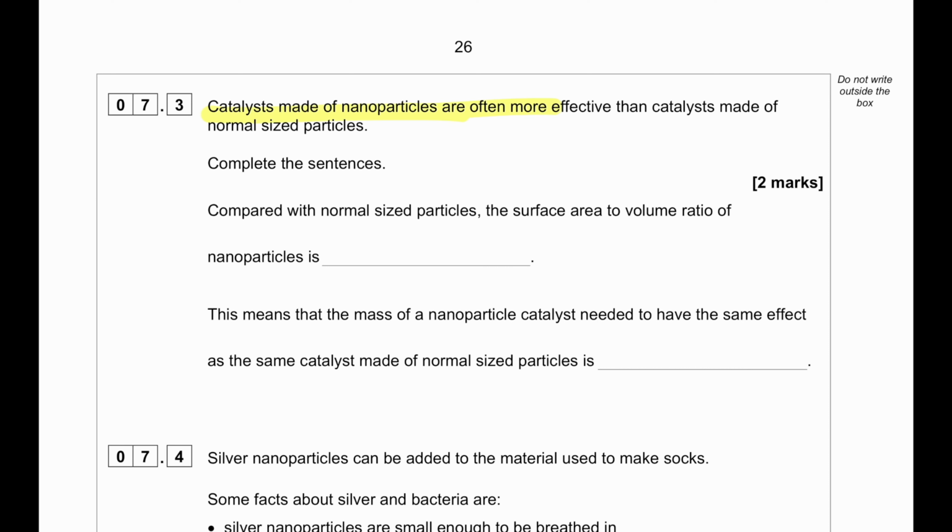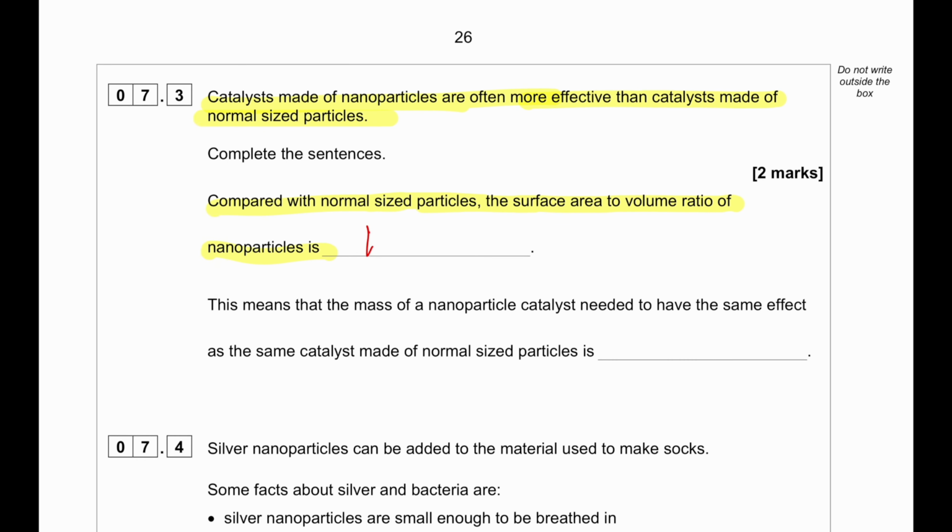Catalysts made of nanoparticles are often more effective than catalysts made from normal size particles. Compared with normal size particles, the surface area to volume ratio of nanoparticles is, obviously, nanoparticles can spread out over a large surface, so it will have a large surface area. So we can write higher, we can say larger.